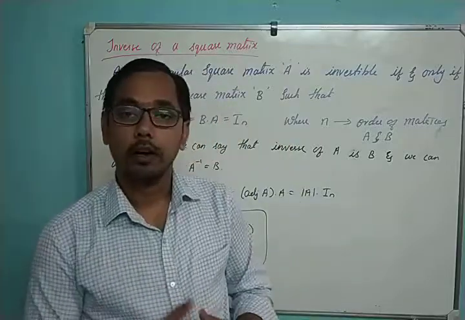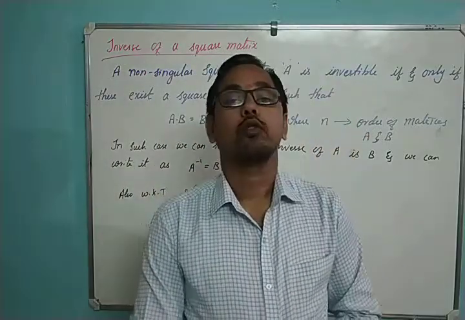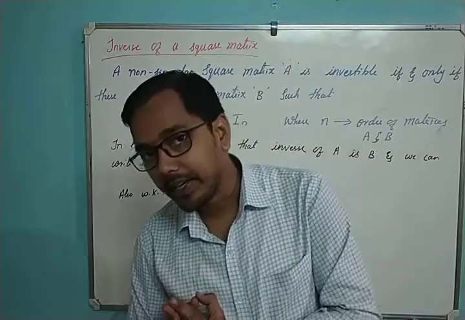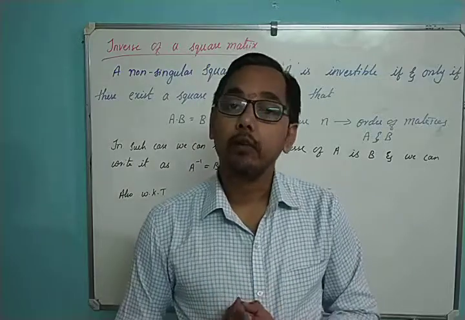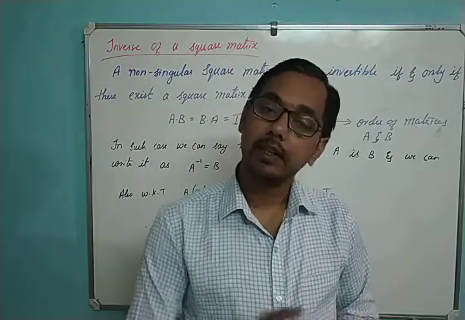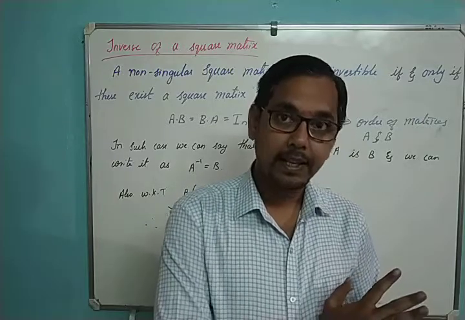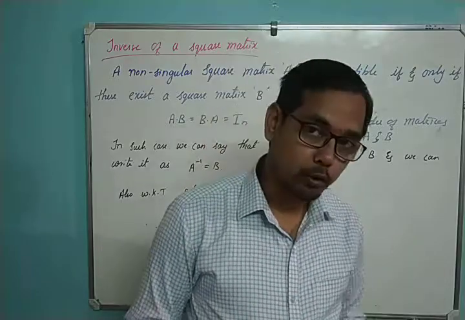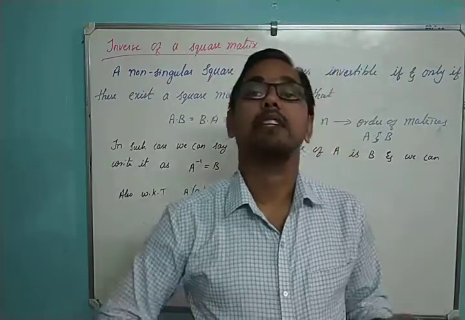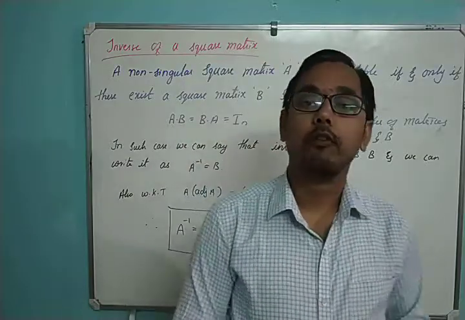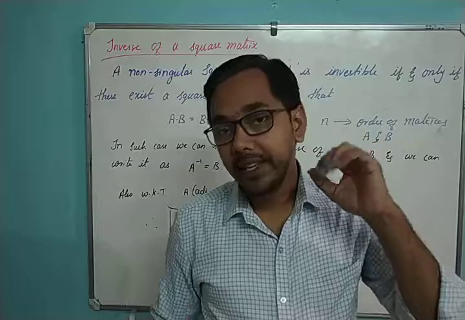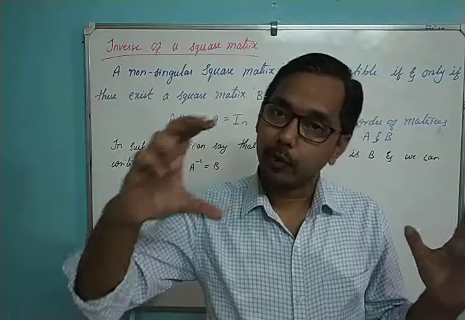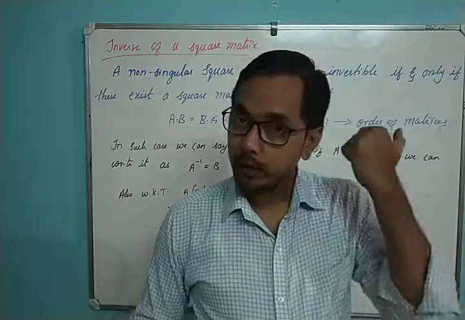So what is the inverse of a matrix? If you consider any particular matrix A, we can say that matrix A has an inverse if and only if there is one more matrix B of the same order as A. If A is of order 3 cross 3, B also should be of order 3 cross 3. If A is of order 2 cross 2, B also should be of order 2 cross 2. So this is the first condition.